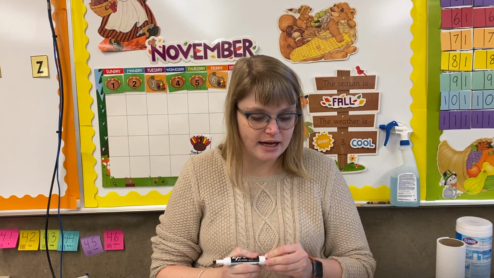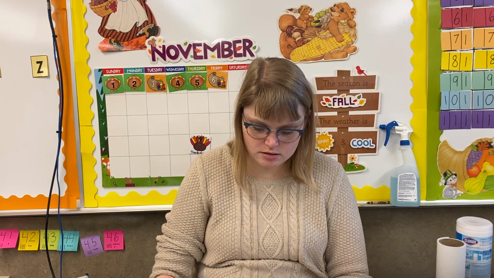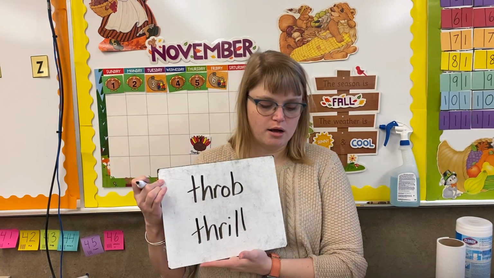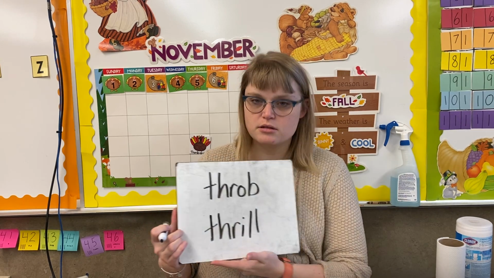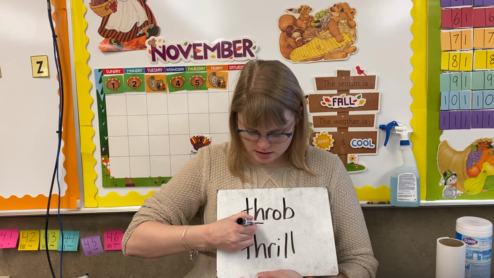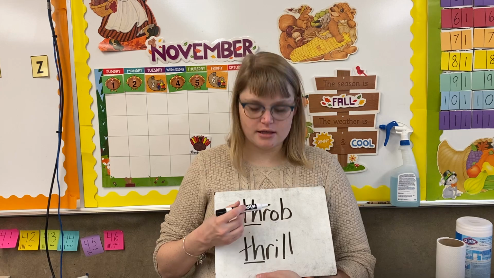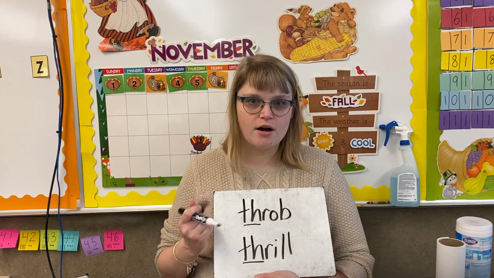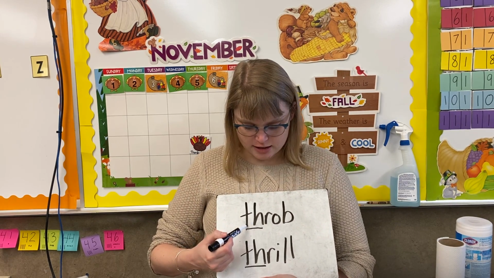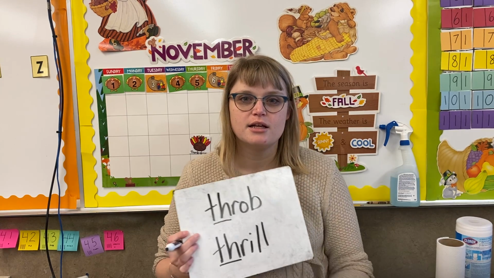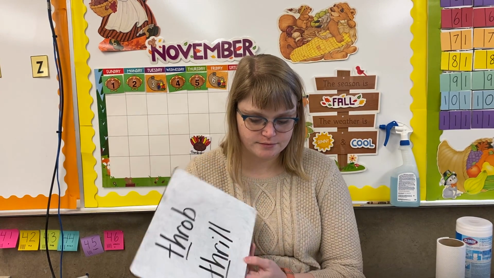Now, the digraph TH is also part of a new blend. So listen to these words and look for the new blend that I have written down. So the words are throb and thrill. So we see our TH, but what comes right after our TH? There's an R, so our new blend is thr. Everyone say that with me. Thr.